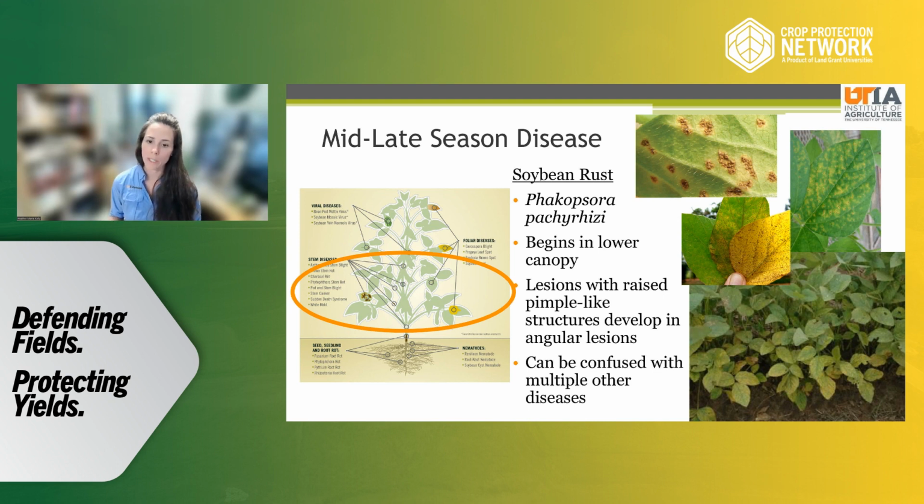So again, it's going to begin in the lower canopy, and these lesions on the underside of the leaf are going to be raised, pimple-like or little volcano structures that develop in circular to angular lesions. And again, this can be confused with multiple diseases, as pictured here. It starts in that lower canopy, starts to defoliate it and moves up, but rarely does it get all the way up into the upper canopy, unless it's gone completely unchecked for a very long portion of the season. But again, this is where that hand lens comes in handy, to clearly see those raised volcano-like structures on the bottom of the leaf that indicate this is soybean rust.